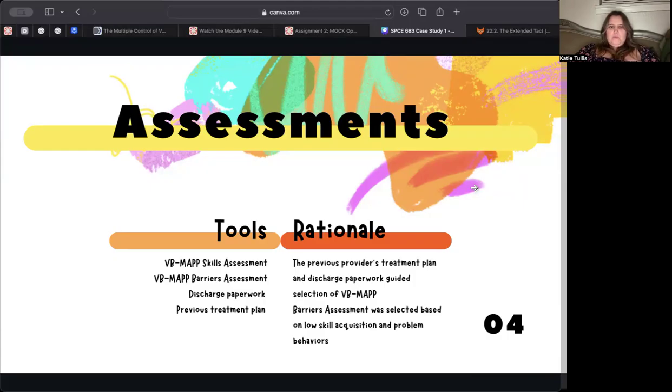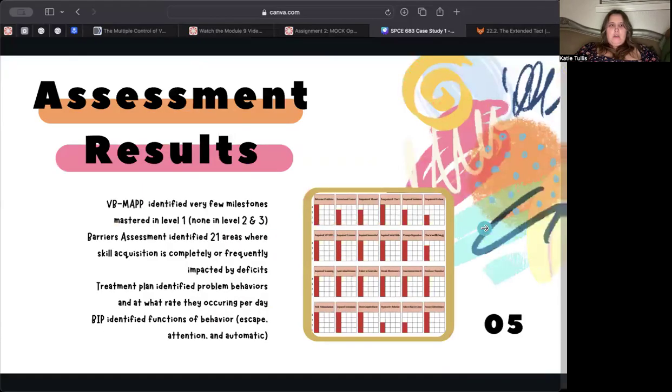The VB-MAP skill acquisition and barriers assessment was chosen because he has so few skills and does not typically keep up with his typically developing peers. So we're not going to use something that's more in his age range. We need something that's targeting a lot of those early manding skills and communication skills since he doesn't have a consistent mode of communication.